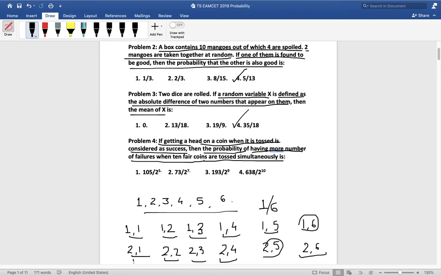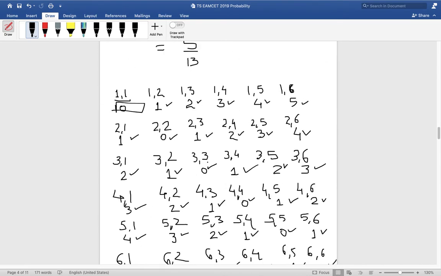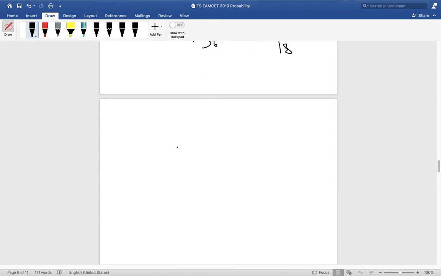Anyway, we have 10 fair coins. What is a fair coin? A fair coin, like I have defined fair dice above. A coin has two faces, head or tail. Fair coin says the probability of head is equal to the probability of tail, which are both 50%, that is 1 by 2.